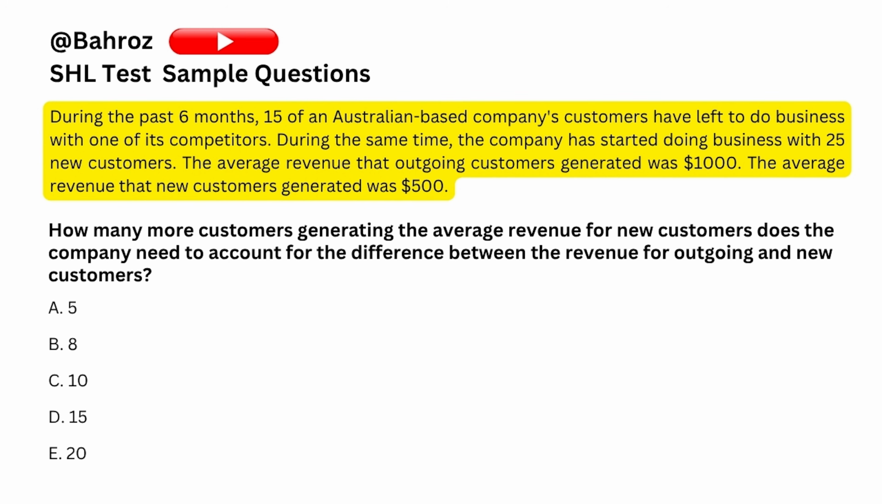Alright, let's break it down. We're told that 15 customers left and each of those customers used to bring in $1,000. So if we multiply that, 15 times $1,000 equals $15,000 lost revenue. Now they've gained 25 new customers, but each of these new customers only brings in $500 on average. That is 25 times $500 equals $12,500 gained revenue. So let's look at the difference. $15,000 minus $12,500 equals $2,500 shortfall. Now the question is, how many more customers, each bringing in $500, do we need to cover that $2,500 gap? We divide $2,500 by $500, which gives us 5 more customers. So the answer is A.